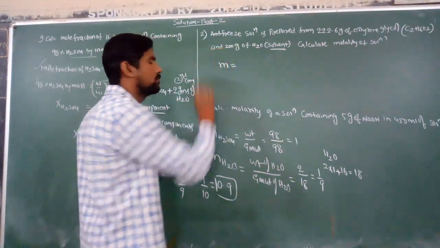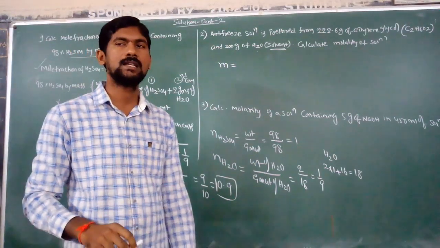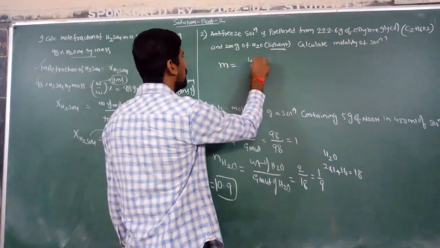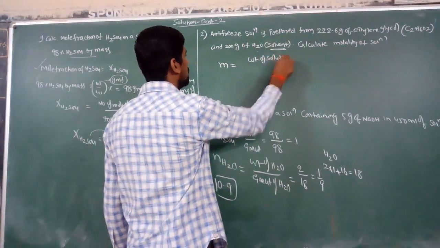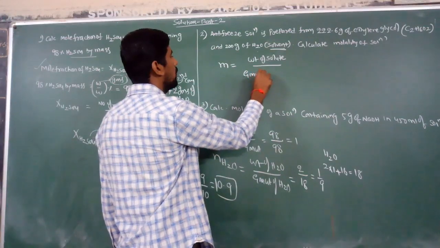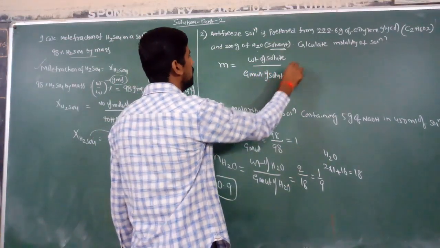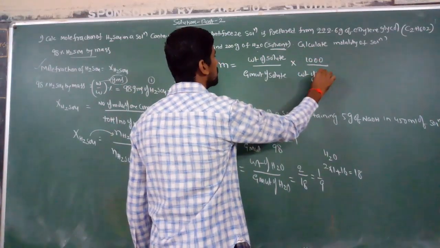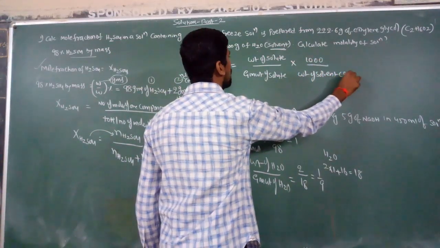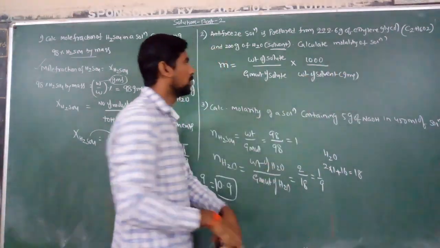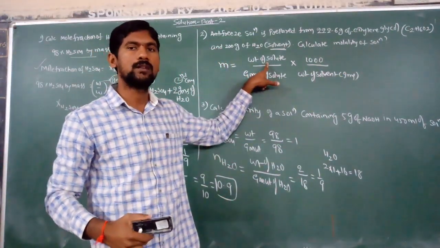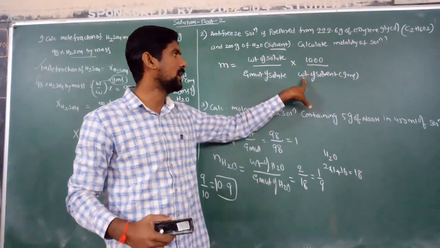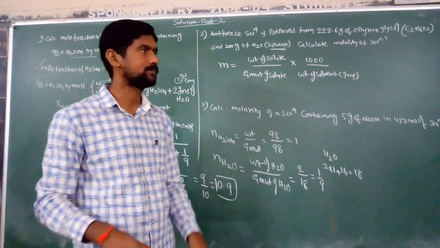Molality is denoted by the symbol small m. What is the formula of molality? Molality is weight of solute by gram molecular weight of solute into 1000 by weight of solvent in grams.